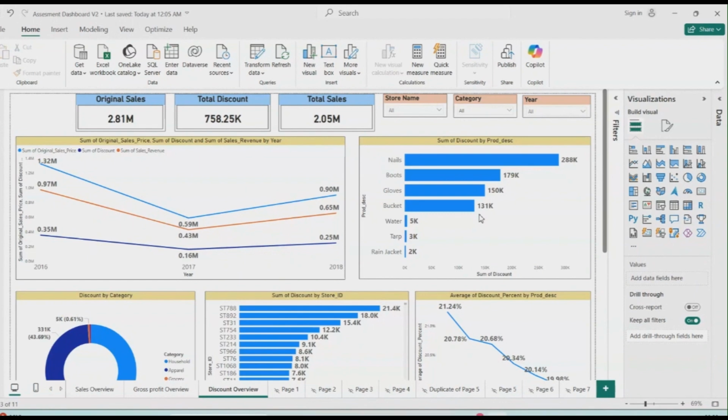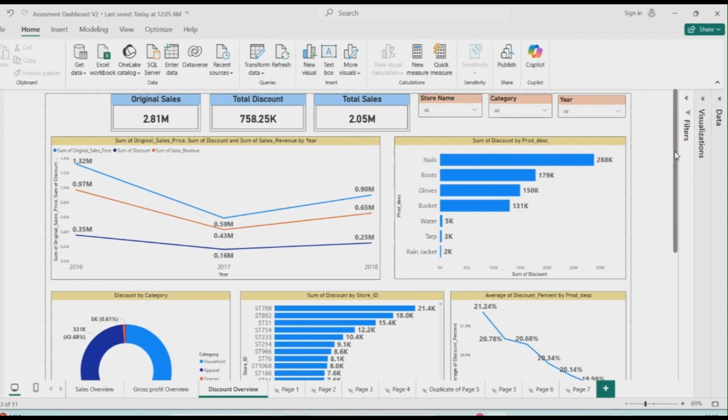Earlier, we have seen the insights into our sales and gross profit. The third dashboard which we have prepared is around the discount, which is a very important component when it comes to the actual revenue, the gross profit, gross margin. As we can see here, the total sales for the period was around 2 million US dollars, but the original sales price for products was 2.81 million. So we can clearly see around $750,000 of discount was offered.